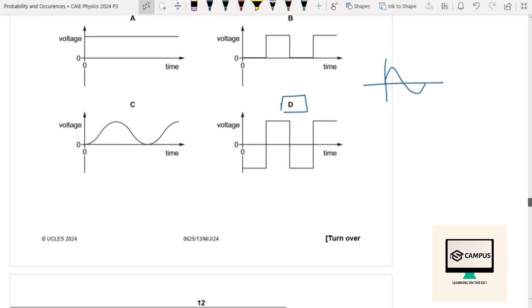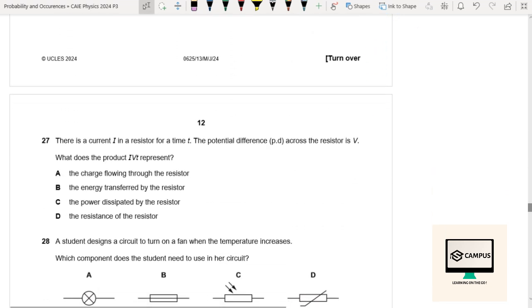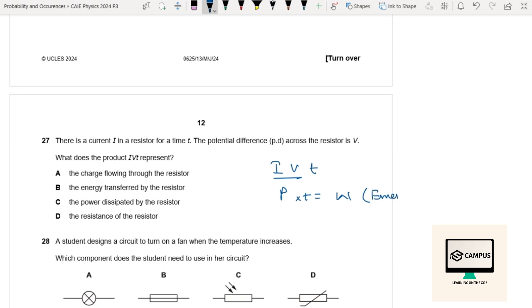Question number 27. There is a current I in a resistor for a time t. The PD across the resistor is V. What does the product IVt represent? So I, V, and t. This thing is power. So power multiplied by time is equal to work done, or we can also say energy transferred. So not charge, but energy transferred by the resistor. 27th, B is the right answer.